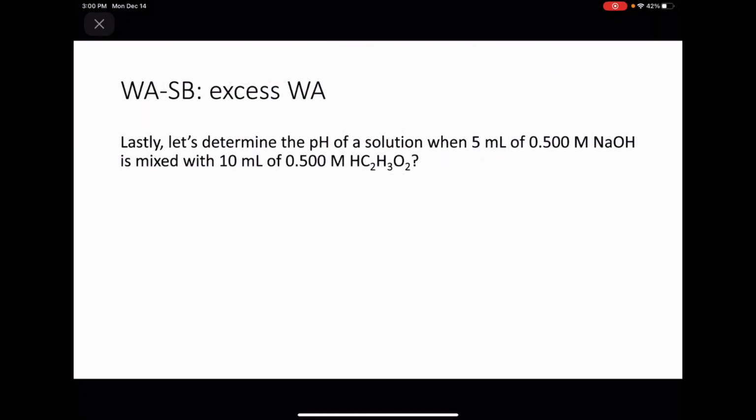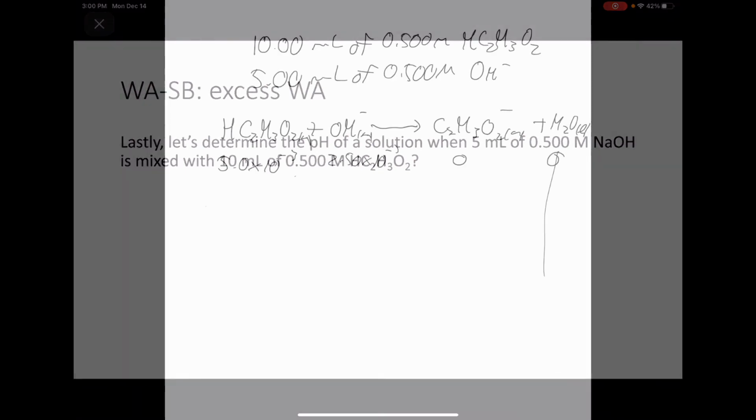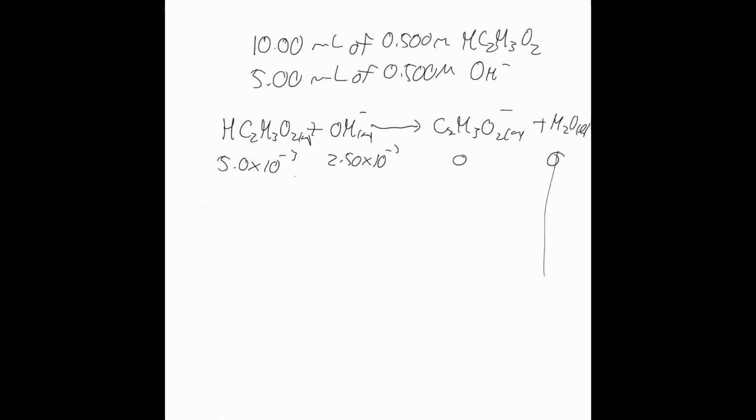Now we've been through two possibilities, the equivalence point and excess strong base. Now let's go through what would happen if we were to have an excess of weak acid. So let's start with 5 milliliters of 0.5 molar sodium hydroxide mixed with 10 milliliters of 0.5 molar acetic acid. So we have excess acetic acid. Here we have the problem set up where we have our 10 milliliters of 0.5 molar acetic acid and our 5 milliliters of 0.5 molar hydroxide.